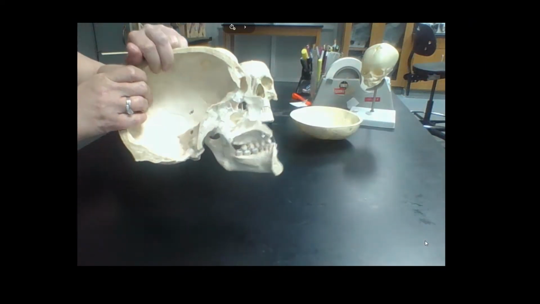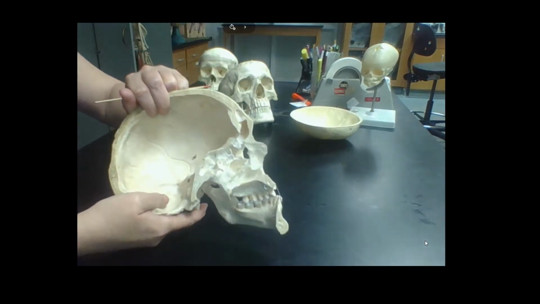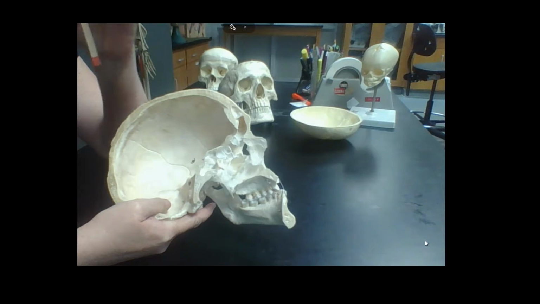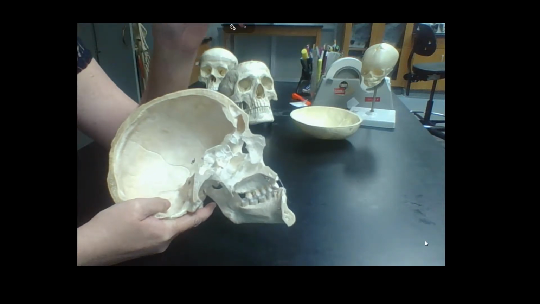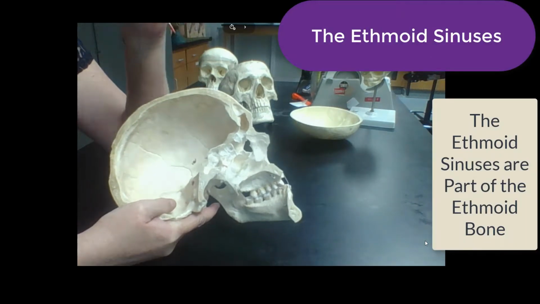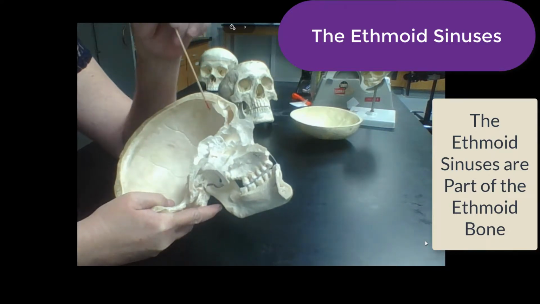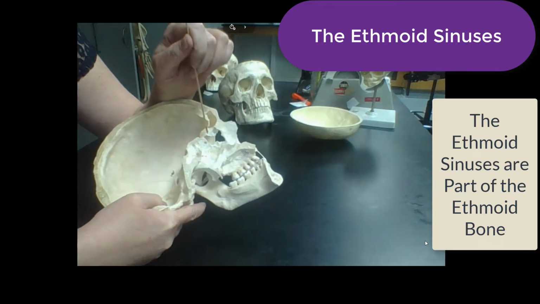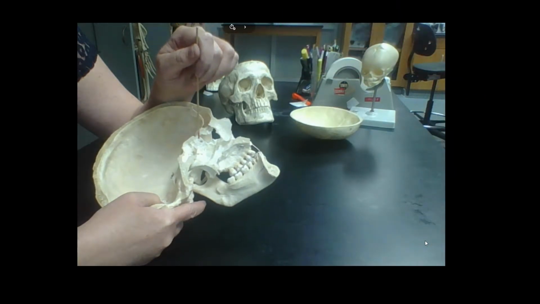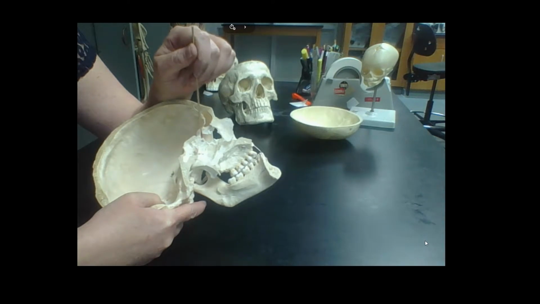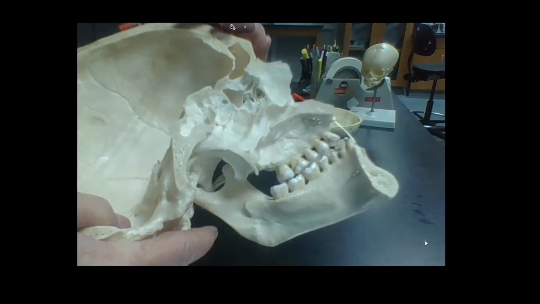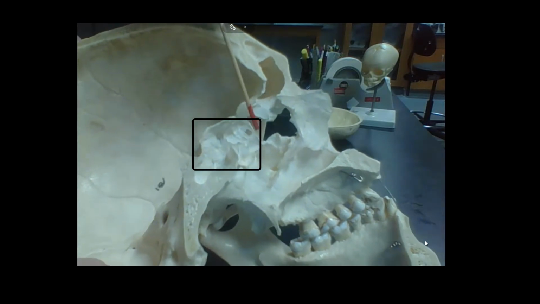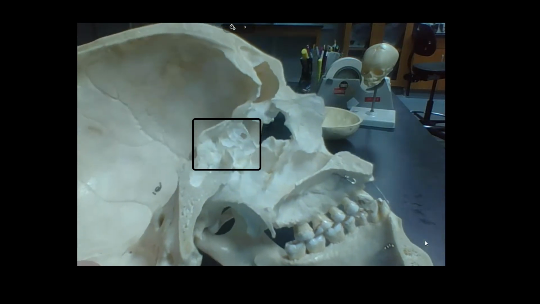So the sagittal section is the only section of the skull that you would be able to identify the ethmoid sinuses. Much of it has been broken off. However, you can see here some very thin, brittle, honeycomb-like structures. Okay, so these structures here, that would be the ethmoid sinuses. The ethmoid sinuses of the ethmoid bone.